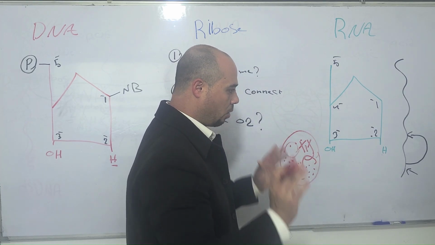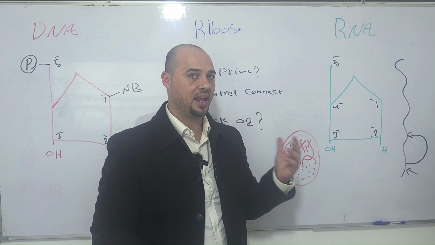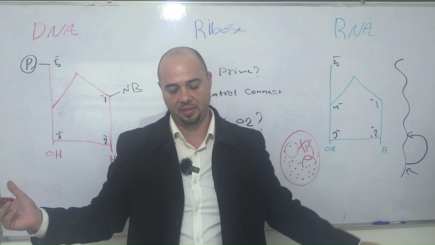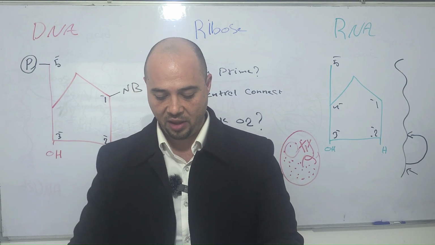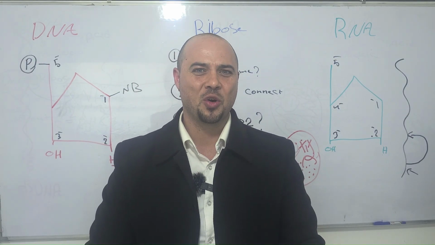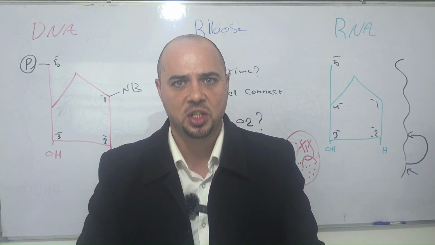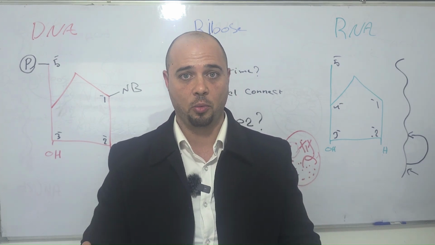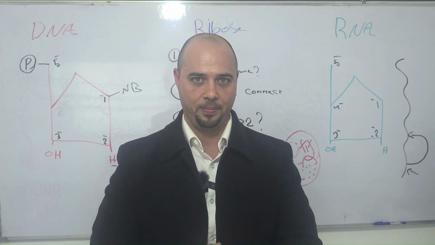So RNA is chemically unstable. It has self-cleavage. It destroys itself. DNA, on the other hand, has to live for a very long time. Okay? So why did we spend so much time understanding the deoxyribose sugar or the ribose sugar?